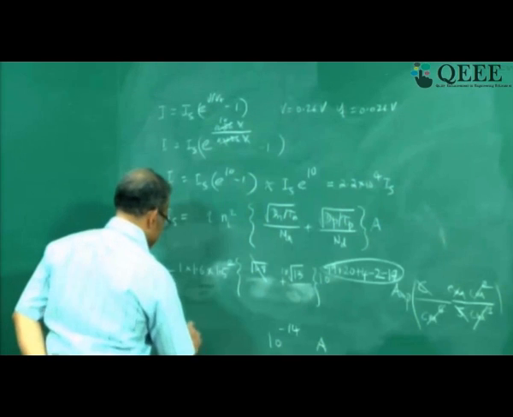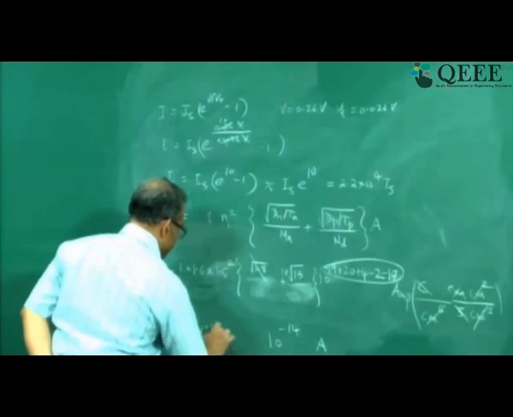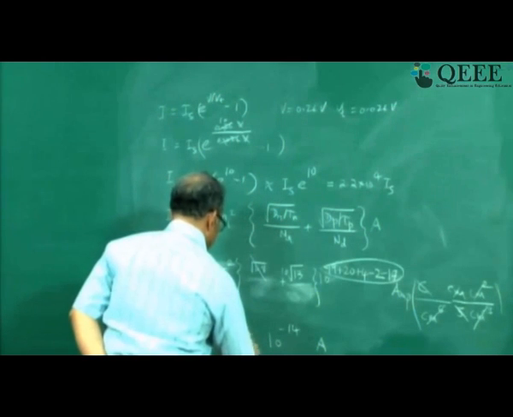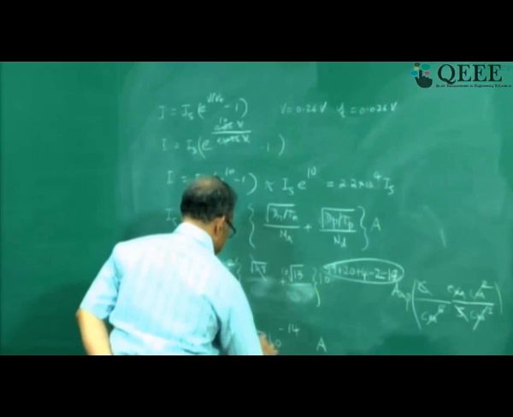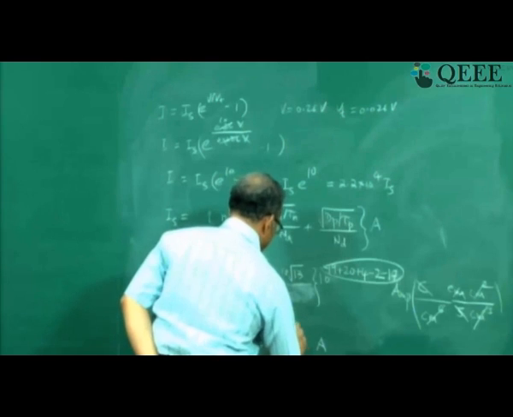So 1.6 into 1.5 square is 2.25, into 10, into root 13, into 10 power minus 14. So this 10 I will take here and this will become 10 power minus 13.